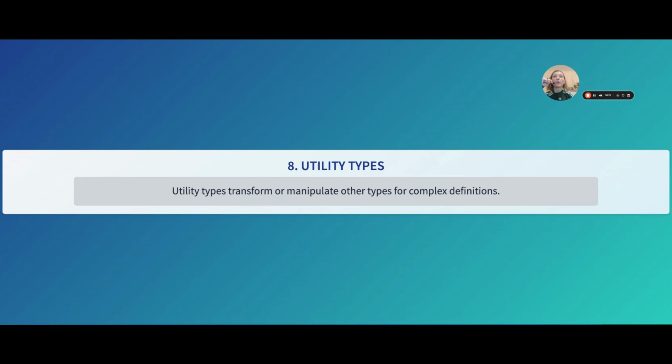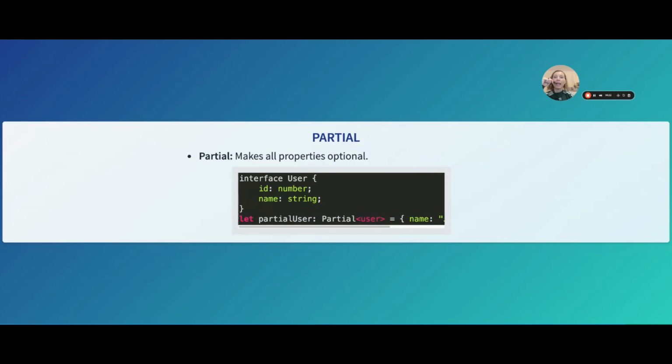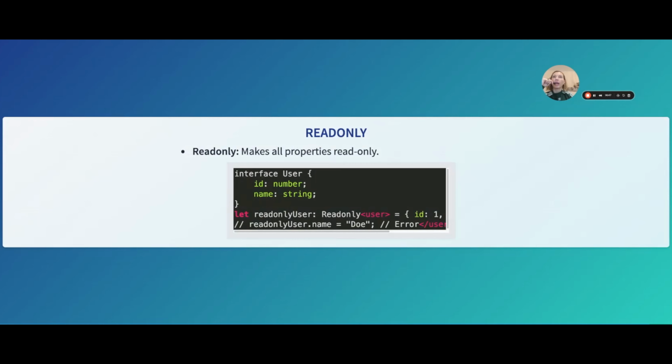Utility types help you tweak existing types without starting from scratch. And first, let's check out Partial and Readonly. Partial makes all properties optional. So here, Partial User only needs a name instead of both ID and name. Readonly locks properties, so a Readonly User can't be changed after creation. These are great for flexible or protected data like optional form inputs or immutable configs.